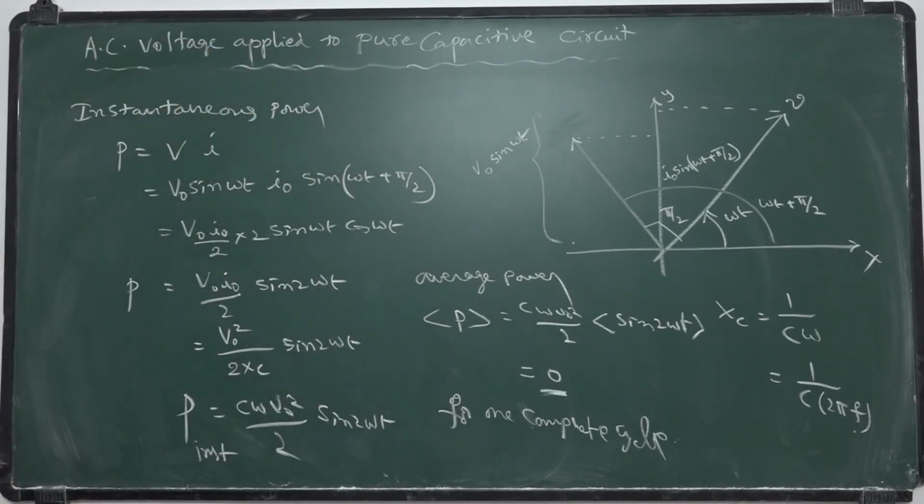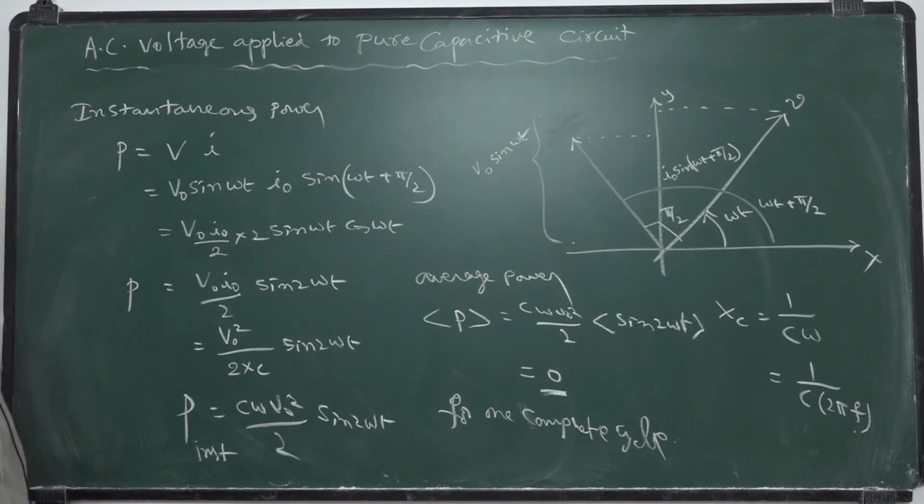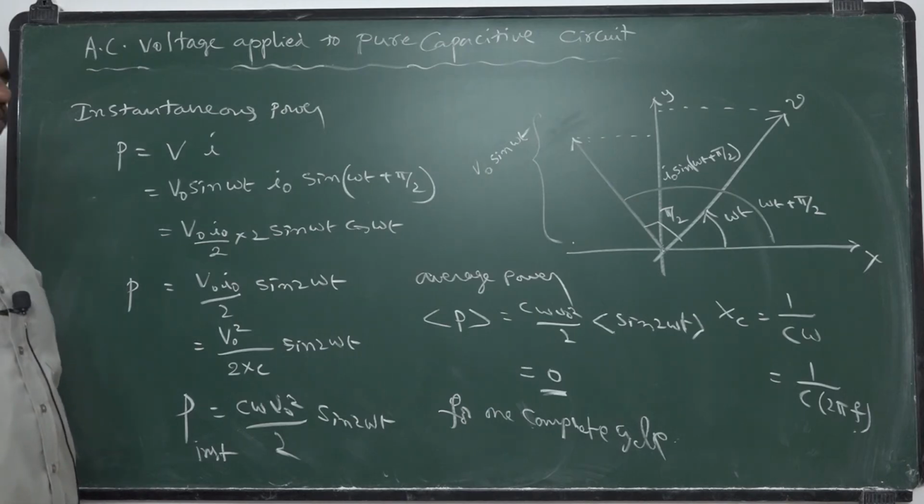So the average power dissipated through a pure capacitive circuit over a complete cycle is 0. I hope all of you followed the behavior of a single capacitor attached to an alternating power supply, the behavior of a pure inductor, and the behavior of a pure resistor. In which case, which quantity is leading or lagging, you should understand.